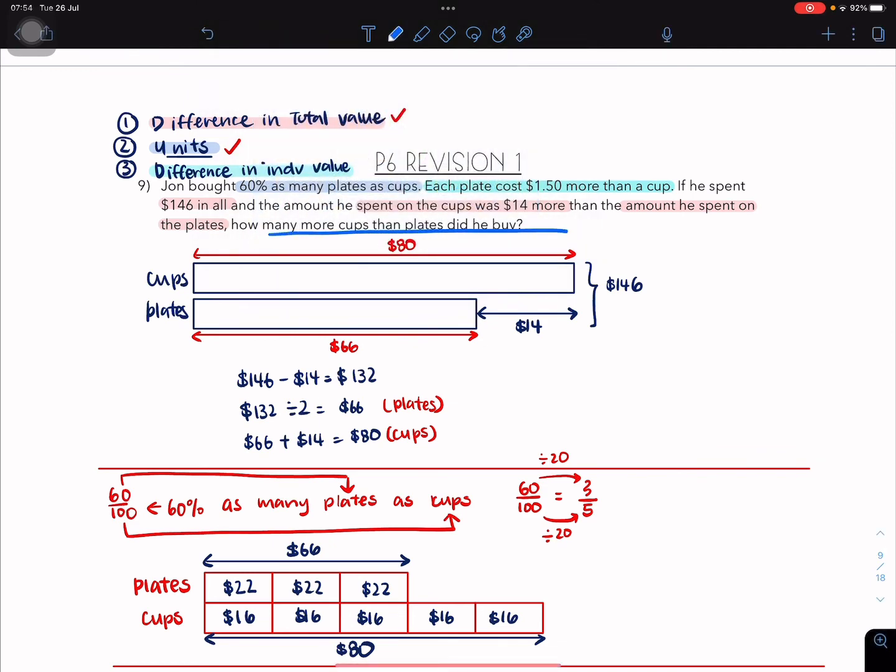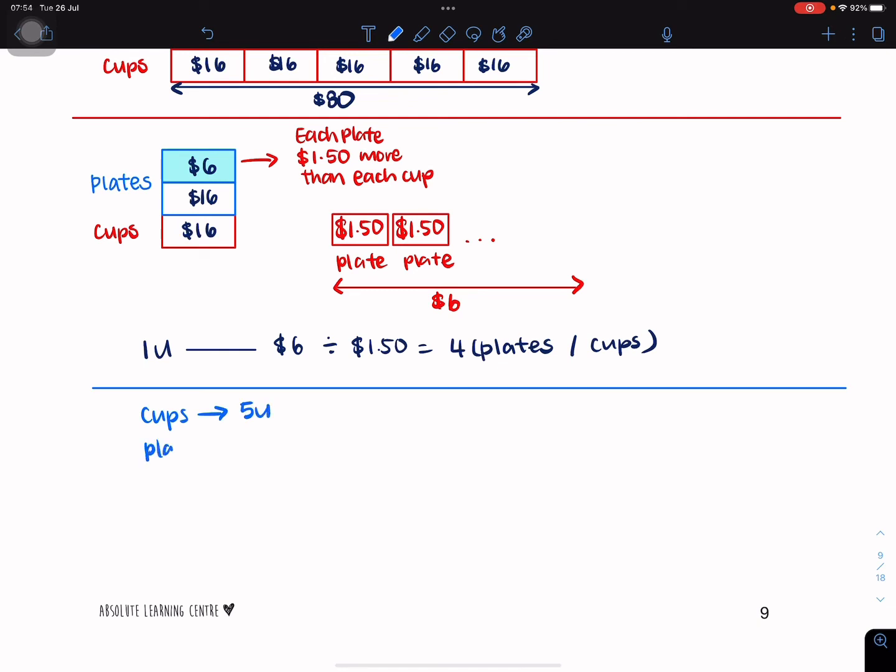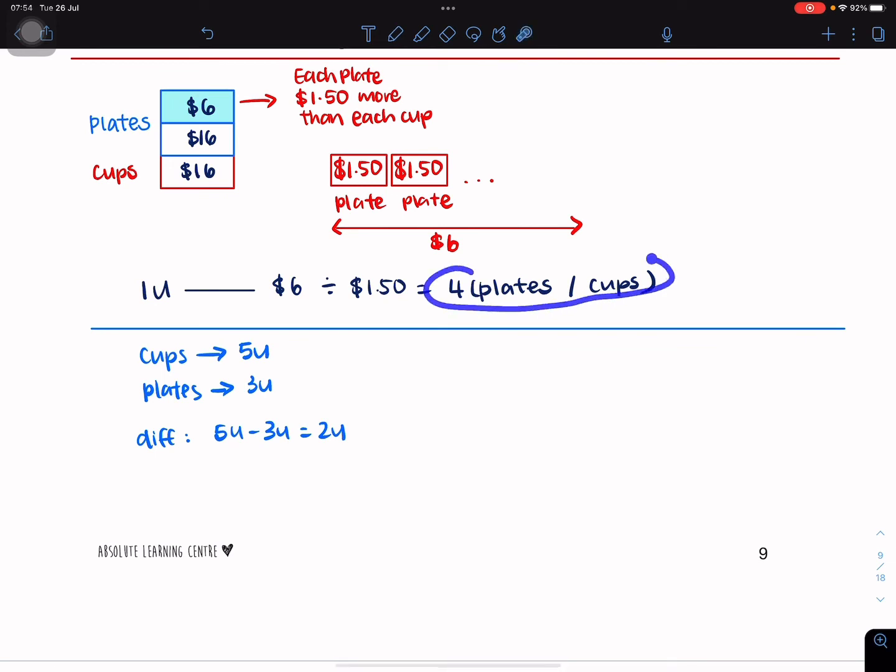They ask for how many more cups than plates he bought. Okay, so how many more cups than plates did he buy? He bought cups 5 units, plates 3 units. So the difference is 2 units. Since I know that 1 unit is 4, how many is 2? 2 units would be 4 times 2, 8. So I've got 8 more cups than plates. That is the answer.